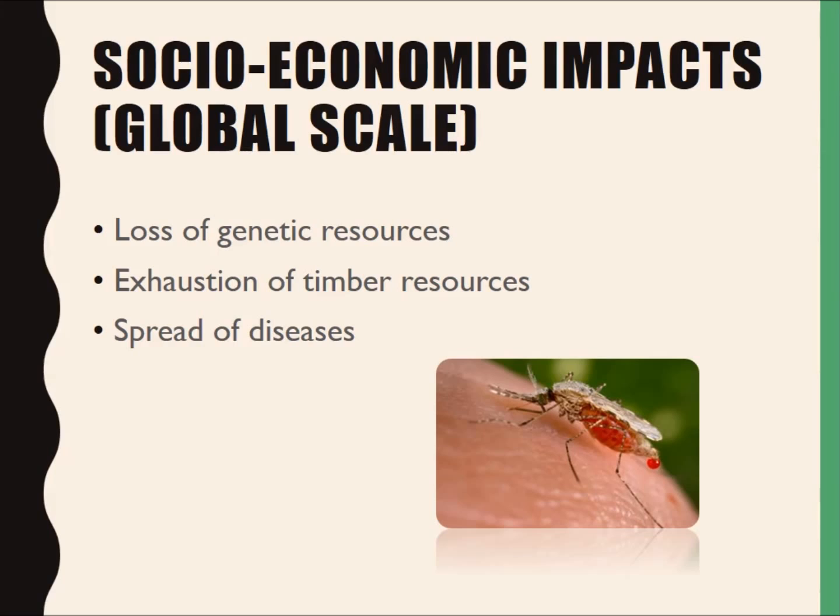Also, the spread of diseases. Our warmer climate expands the geographic range in which disease-carrying organisms, insects, and microorganisms, bacteria, and viruses can survive. This will favor the spread of pests and diseases from tropical regions to high latitudes and altitudes, threatening farming activities and human health in these regions as well.